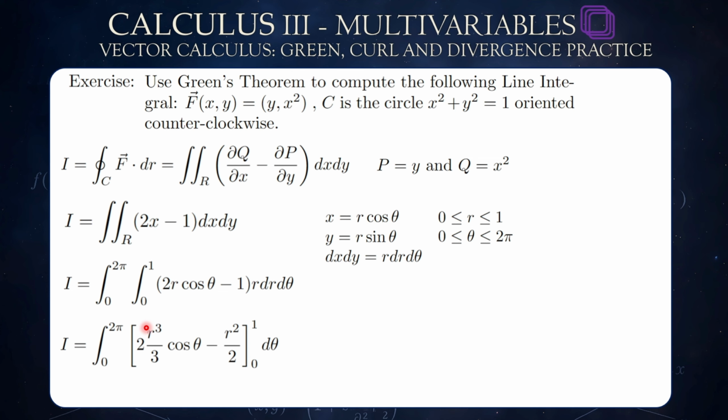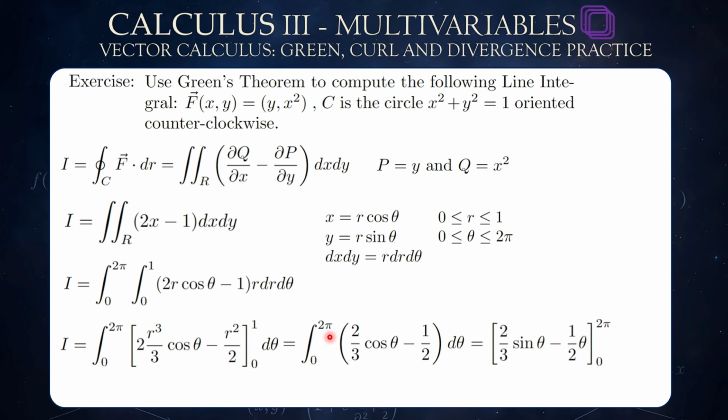So I is equal to the integral from 0 to 2 pi. We integrate with respect to r, so you get 2r to the power 3 divided by 3 cosine theta minus r squared divided by 2, because you have r here on the outside, which is the integral from 0 to 2 pi of 2/3 cosine theta minus 1 over 2 d theta, equal to 2/3 sine theta minus 1/2 theta between 2 pi and 0, which is minus pi.